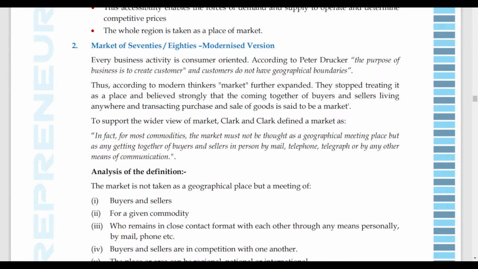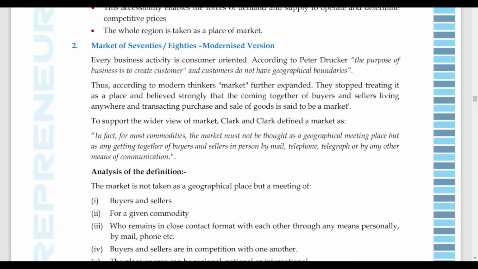2. Market of the 70s and 80s, the modernized version. Every business activity is consumer oriented. According to Peter Drucker, the purpose of business is to create customers, and customers do not have geographical boundaries. Thus, according to modern thinkers, market further expanded. They stopped treating it as a place and believed strongly that the coming together of buyers and sellers living anywhere and transacting purchase and sale of goods is said to be a market.